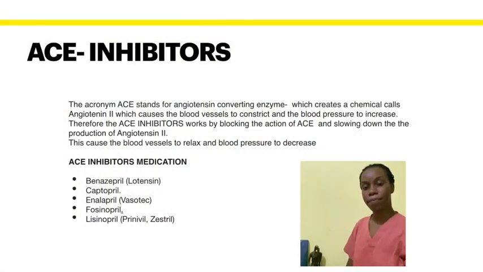All right, ACE inhibitors. The word ACE stands for angiotensin converting enzyme, which produces a chemical called angiotensin 2. This chemical causes constriction of the blood vessels. So ACE inhibitors basically block the action of angiotensin 2, which leads to a reduction in blood pressure naturally. There are many different types of ACE inhibitors. Some of them are captopril, enalapril, along with the others that I've listed in the slides.